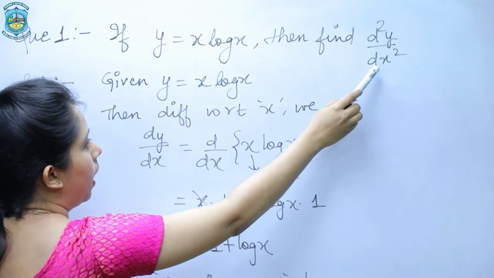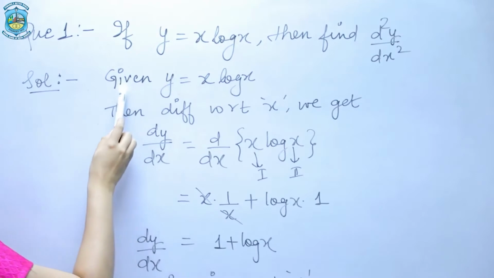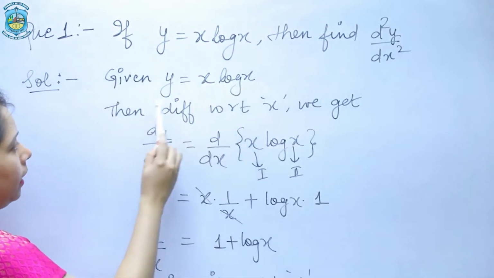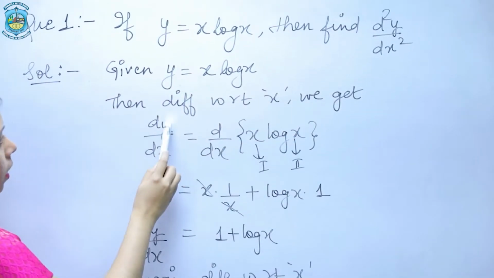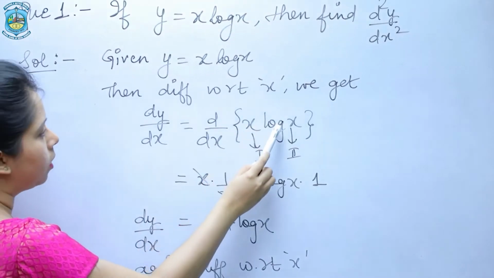So, the first question is, if y is equal to x log x, then find d2y by dx square. That means, we have to find the second order derivative. So, for that we will begin the solution. Given y is equal to x log x, then differentiating both sides with respect to x, we get dy by dx is equal to d by dx of x log x.